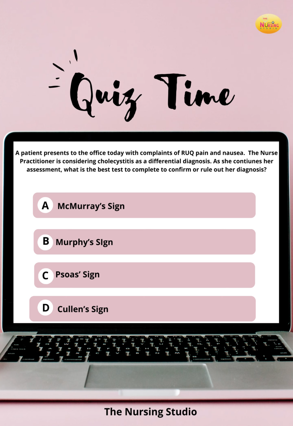All right, question number 3. A patient presents to the office today with complaints of right upper quadrant pain and nausea. The nurse practitioner is considering cholecystitis as a differential diagnosis. As she continues her assessment, what is the best test to complete to confirm or rule out her diagnosis?